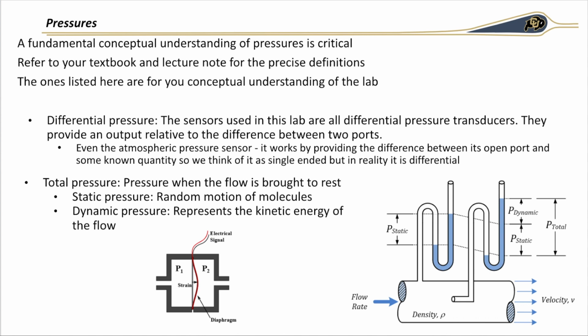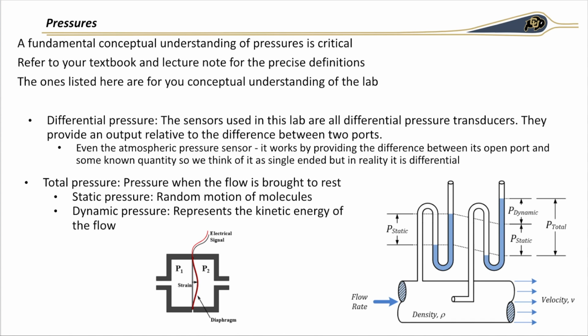Now you've been exposed to pressures already, and that understanding is absolutely critical to this lab assignment and for your later junior aerodynamics courses. Refer to your textbook and the lecture notes for the precise definition of these pressures. But for this activity, the single most important thing to keep in mind is that the pressure sensors in this lab experiment measure the difference in pressure between the two sides of the transducer, indicated as P1 and P2 in the diagram below.